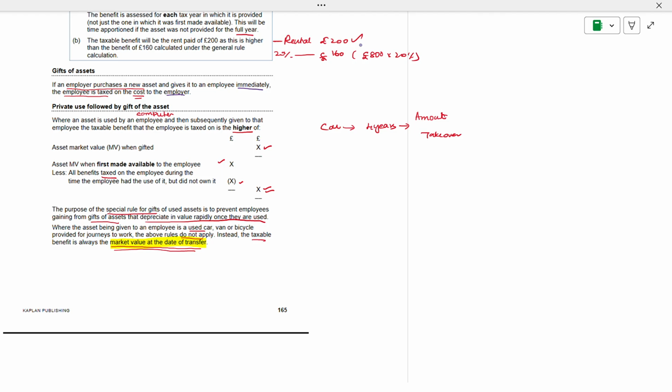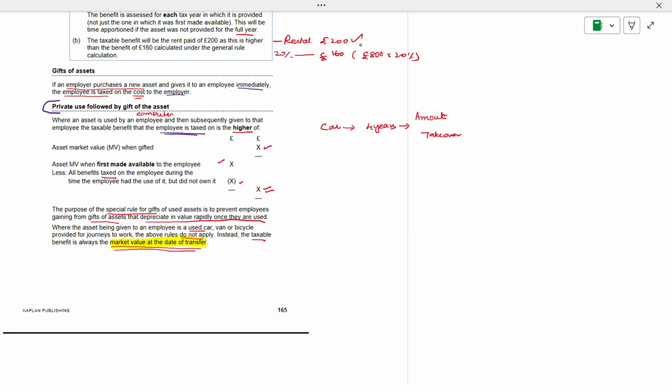Where? The second line of that, sir. See, the employee is taxed on the cost when it is for private use. That is what I want to continue with. When it is for private use, when the asset is used by an employee and then subsequently given to that employee, the taxable benefit that the employee is taxed on.